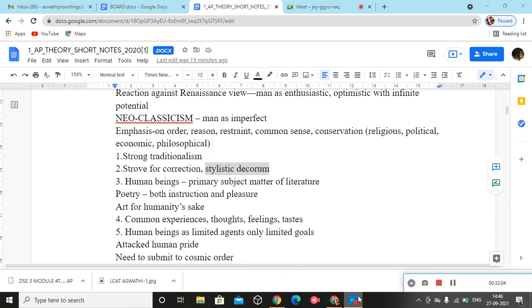You can take human beings as the main subject matter for your representation. No problem. But that should get you instruction along with the pleasure. It should not be for mere pleasure. It cannot be afforded according to Neoclassicism. So with the classicism.